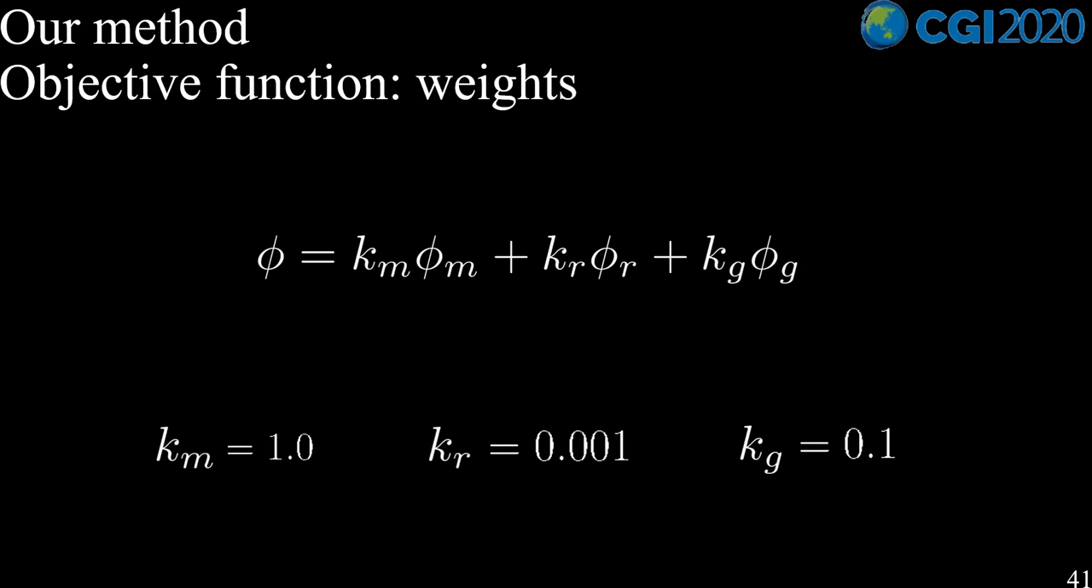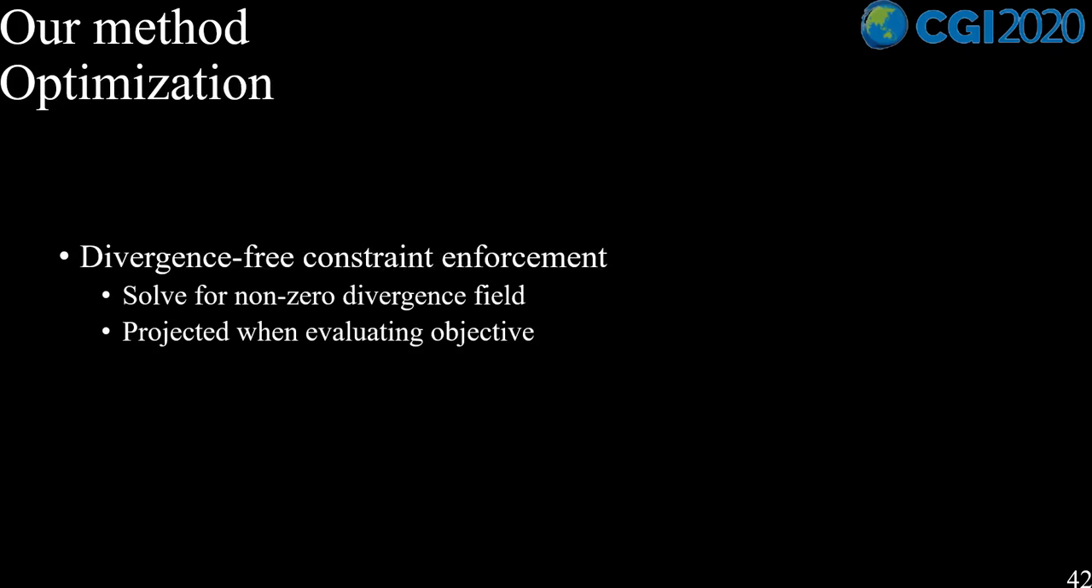Note that Km, Kr, and Kg are weights applied respectively to each term of our objective function. In practice, we always use the same set of weights to generate our examples. This set of weights has been experimentally found and corresponds to a good trade-off between realism of the simulation and accuracy of the density tracking.